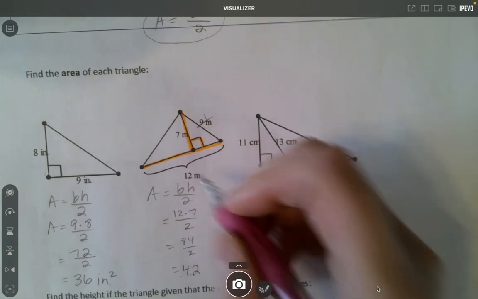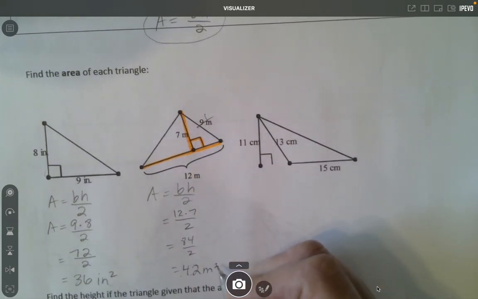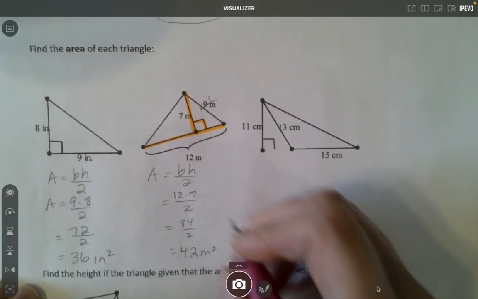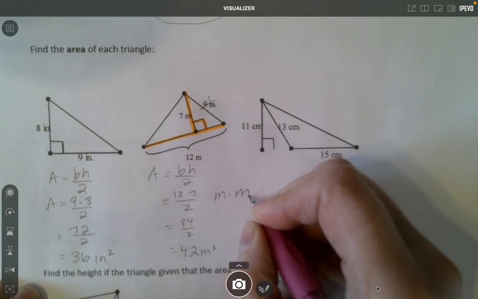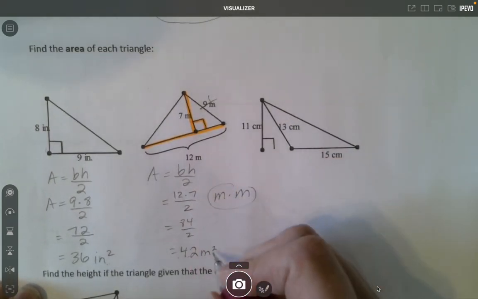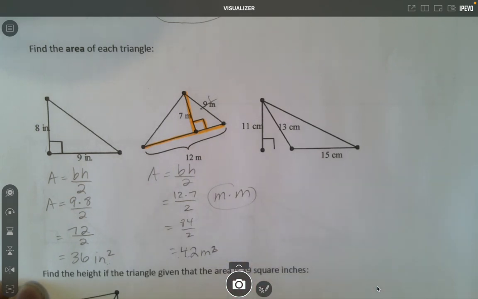So meters times meters would be meters squared. That's how we get that square there, because we're literally multiplying meters times more meters. When you multiply something by itself, we square it.